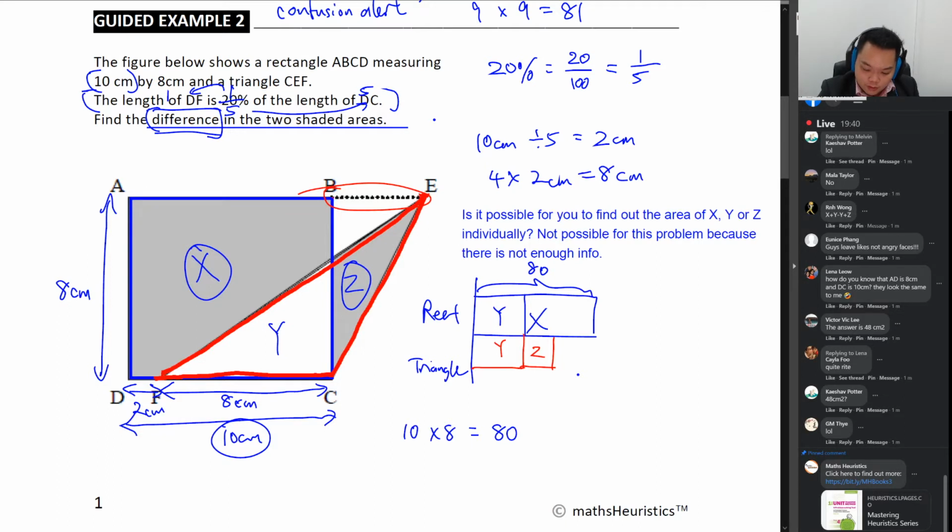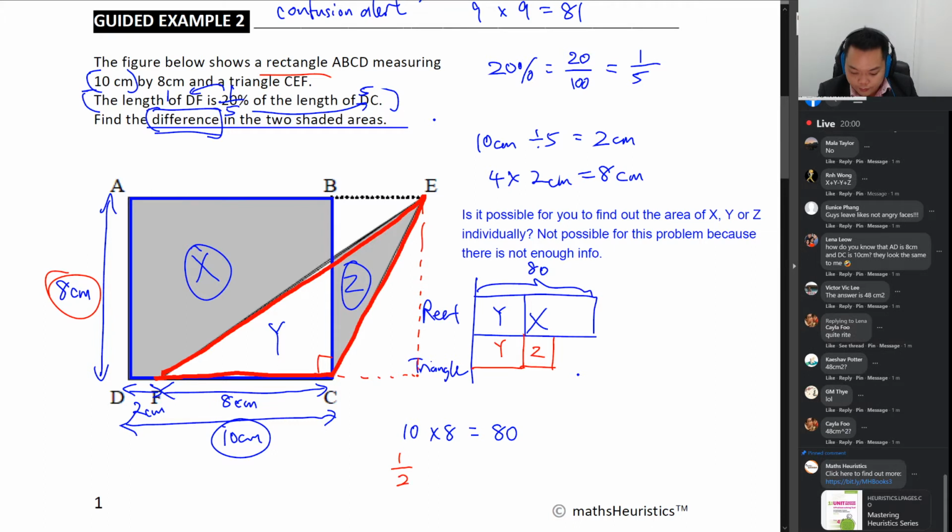So we see that this point E is level with point B, and since this is a rectangle, this particular angle here will be a right angle. And if that is the case, the perpendicular height will simply be 8. So the area then will be half times 8 times 8 to give you 32.